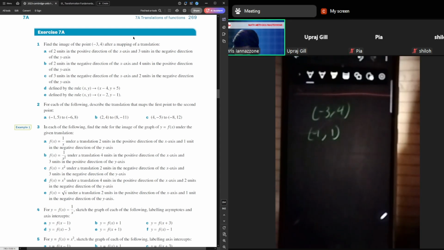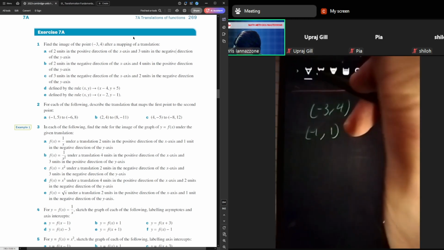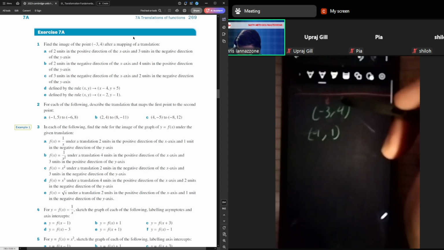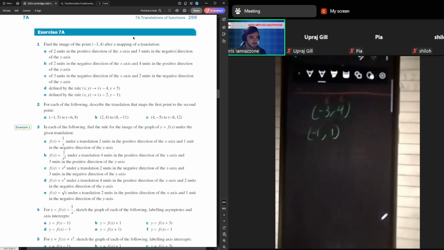That's it. Yeah, precisely. So you just go in order. The first one was 2 in the positive x, so you would have added 2 to this. And then this one was a minus 3 on the y. And so sure enough, we get to -1, 1.